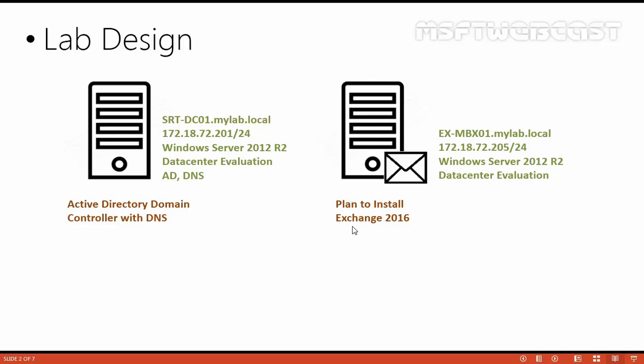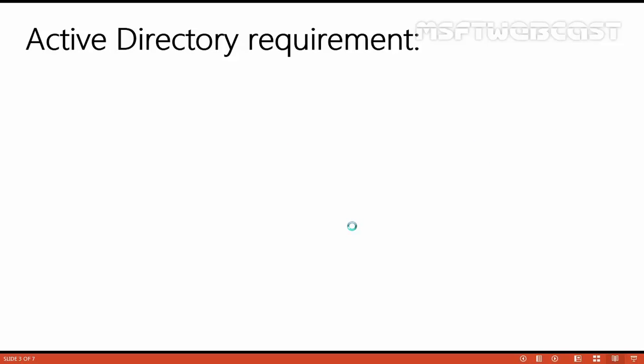So first of all, let's discuss what the prerequisites are to install Exchange Server 2016. Exchange Server 2016 can be installed on Windows Server 2012 and Windows Server 2012 R2, and as of now you can also install Exchange Server 2016 on Windows Server 2016 Technical Preview 4. Both the Standard or Datacenter edition of Windows Server can be used to run Exchange Server 2016.